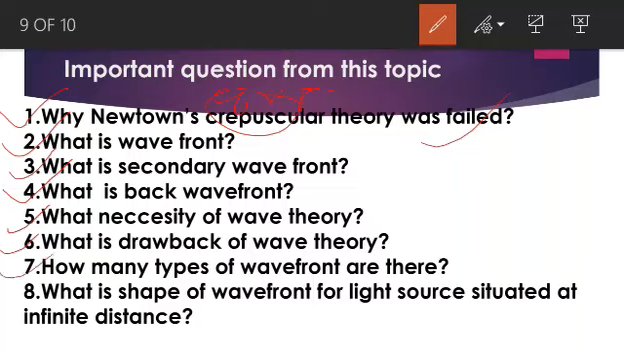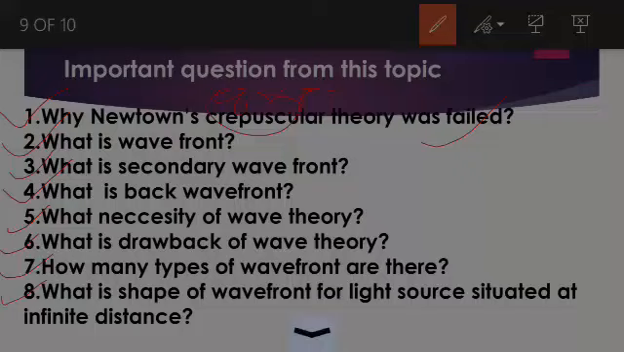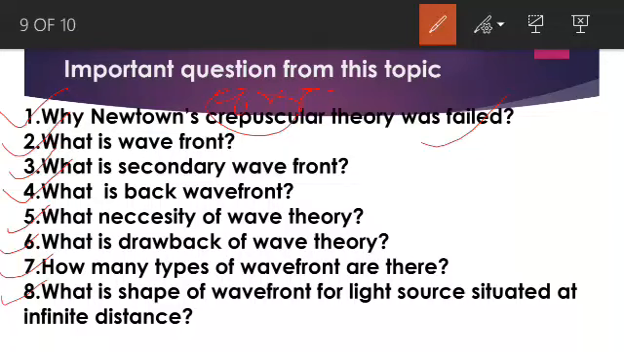The seventh question is: how many types of wavefront are there? We have discussed basically three types of wavefront in our lesson. And the eighth question: what is the shape of the wavefront for a light source situated at infinite distance? We have already discussed that for a source situated at infinity, the wavefront will be a plane wavefront. So plane wavefront is for a source of light situated at infinite distance.